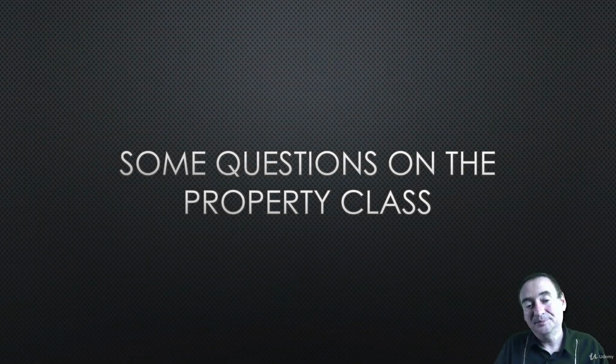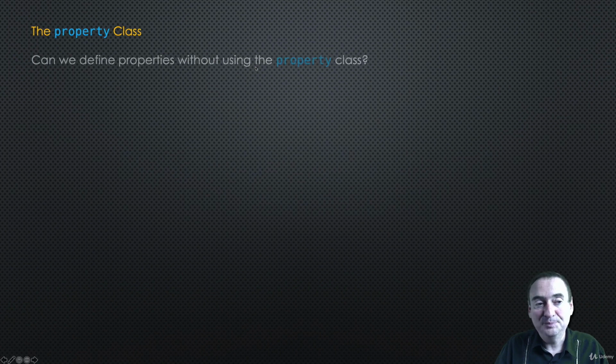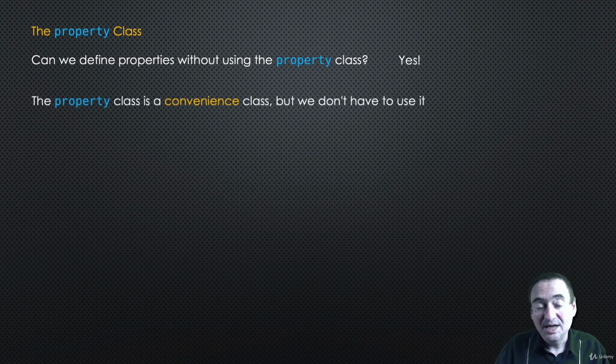Hi and welcome back. So a couple of questions on this property class, this property type. The question might be, can we define properties without using the property class, right? That property and those decorators and so on. Can we define properties without using that? And the answer is yes. The property class is actually a convenience class, but we don't have to use it.